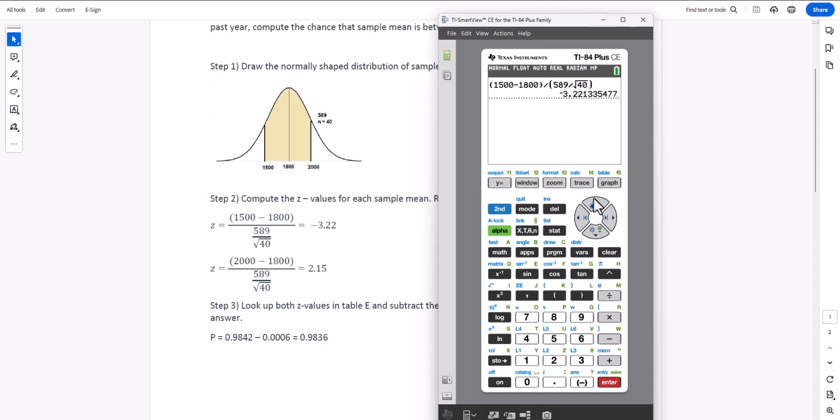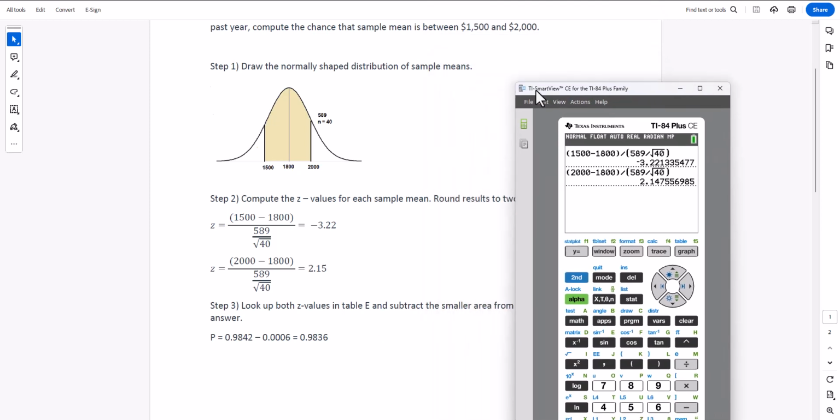Let's compute the second z-value. What I'll do is I'll just select the formula and then edit it. So I'll go back in here. All you have to do is highlight the formula, press enter, and you can edit the formula to save a little time. We'll change x bar to 2,000 and we get 2.15.